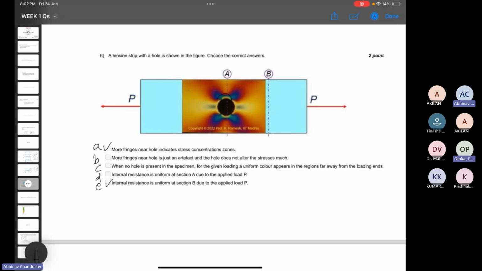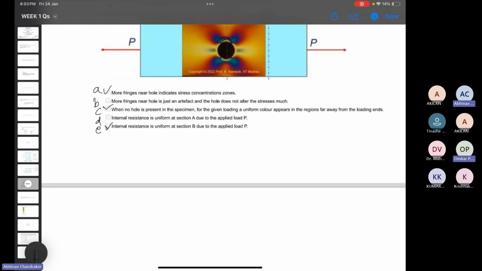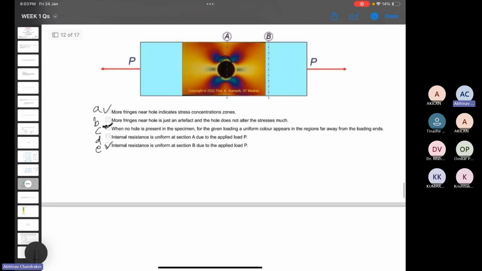Since, as I said, the fringes tell you about the stress values, and more fringes near the hole means that the concentration of the fringes is higher, and that means stress concentration is happening. Also, E will be correct because far away from the hole, the stresses become almost uniform. And C will not be correct, because if the stresses are uniform, then you should not be seeing variation in the color. The color will be totally uniform.